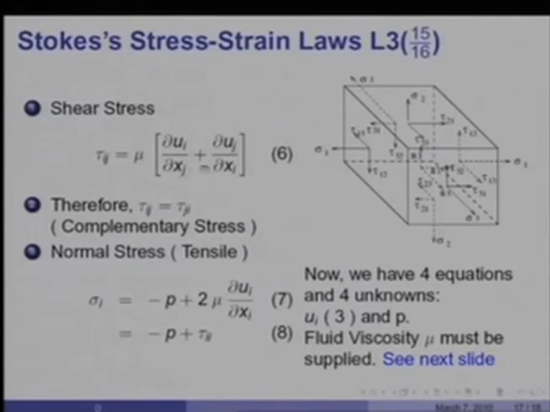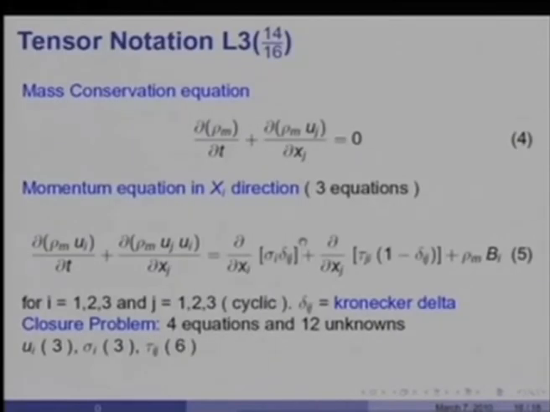So, the 6 stresses which were unknown are now reduced to 3 unknowns due to complementarity, and they are now reduced to the velocity components if you know the value of viscosity. Normal stresses which are tensile are written as minus p plus 2 mu du dxi, minus p because pressure is always compressive, and using Stokes notation you will see 2 mu dui dxi is nothing but tau ii, where i is equal to j. We had 4 equations and 12 unknowns, but sigma i and tau ij are now replaced by velocity gradient and pressure.